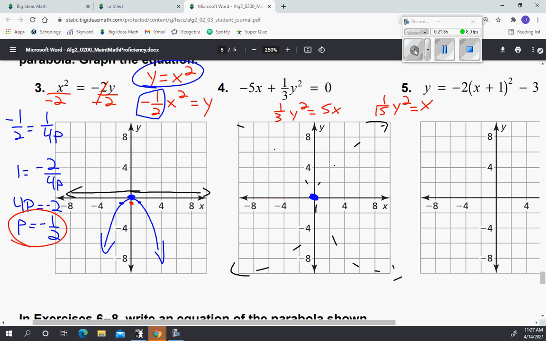Okay, I need to find my focus. I'm going to take 1 over 4p equals 1 over 15. I'm going to solve for p. I'm going to multiply by 4p on both sides, so I get 1 equals 4p over 15. Multiply by 15 on both sides, I get 15 equals 4p. And I'm going to divide by 4. p equals 15 over 4.